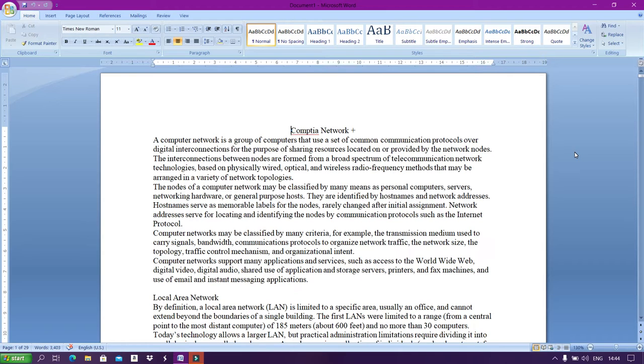Computer networks may be classified by many criteria, for example, the transmission medium used to carry signals, bandwidth, communications protocols to organize network traffic, the network size, the topology, traffic control mechanism, and organizational intent. Computer networks support many applications and services such as the World Wide Web, digital video, digital audio, shared use of application and storage servers, printers and fax machines, and use of email and instant messaging applications.